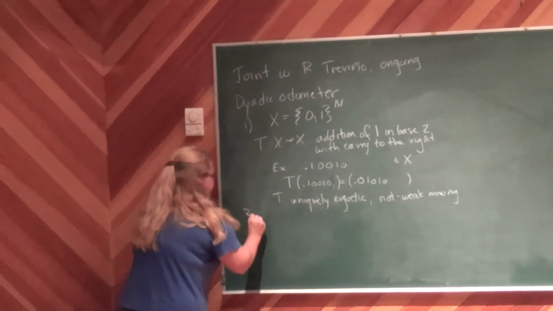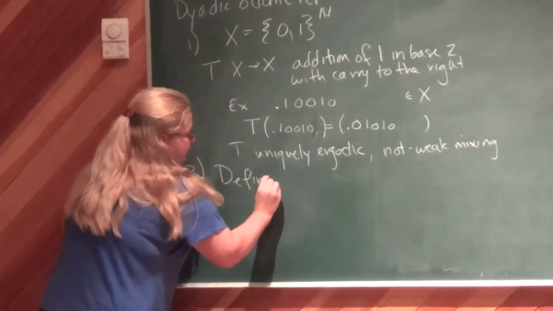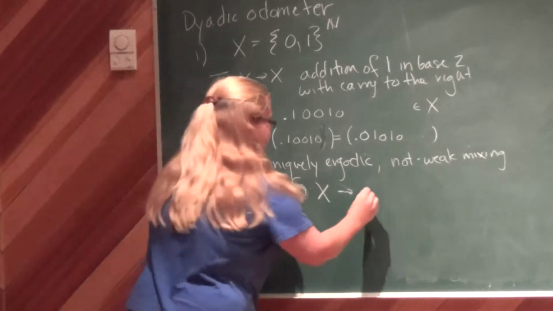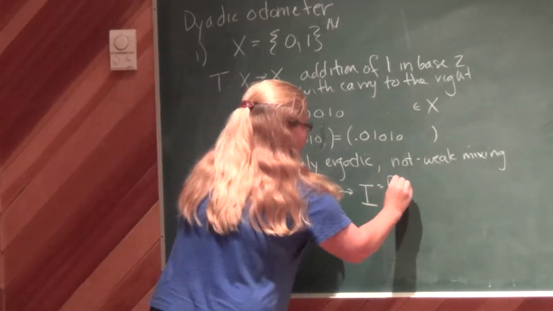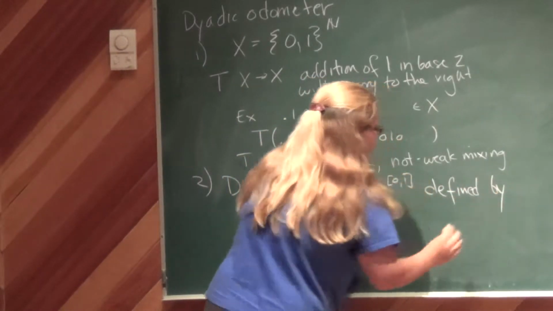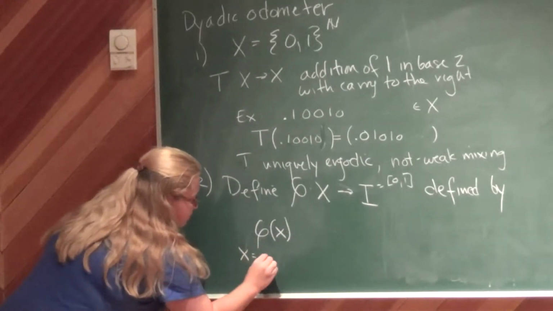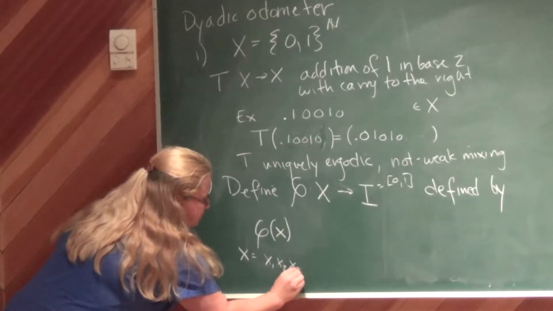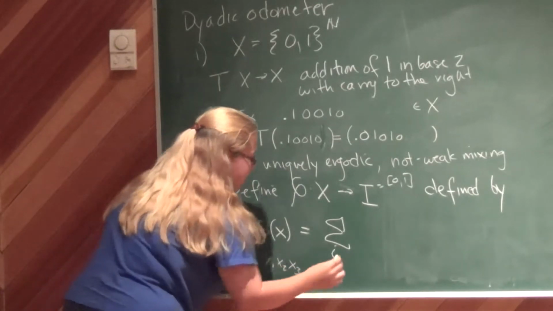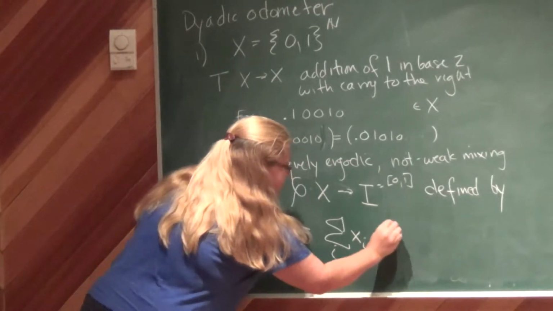Now I want to start with a different incarnation of the dyadic odometer. I want to define a map, say phi, that goes from the space X to the unit interval, which I'm going to denote by I, defined by phi of x. I'm thinking of x as being my infinite sequence, say x1, x2, x3, as the sum over i of x_i times 2 to the minus i.